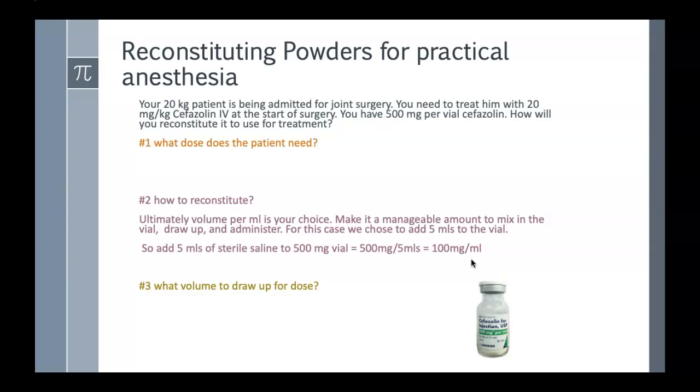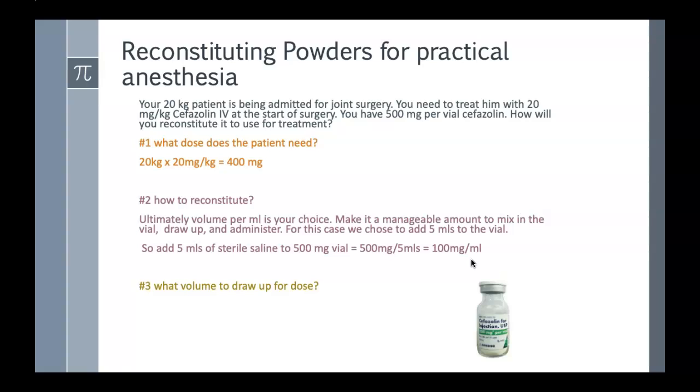So number one, what dose does the patient need? Well, we know that we need 20 milligrams per kilogram, and we have a 20 kilogram animal. So we're going to multiply 20 mg per kg by the 20 kilograms itself, and we get 400 milligrams is the amount that we need. Step number two, how are we going to reconstitute? Ultimately, the volume per mil is your choice. So you want to make it a manageable amount to mix in the vial, draw up, and administer. So for this case, we're going to choose to add 5 mils to the vial.